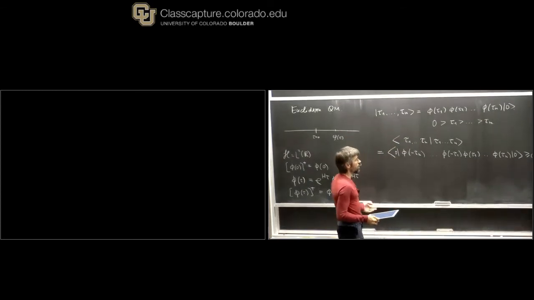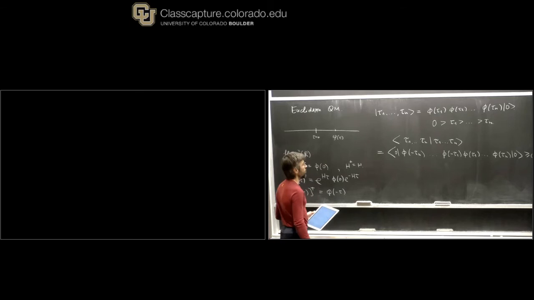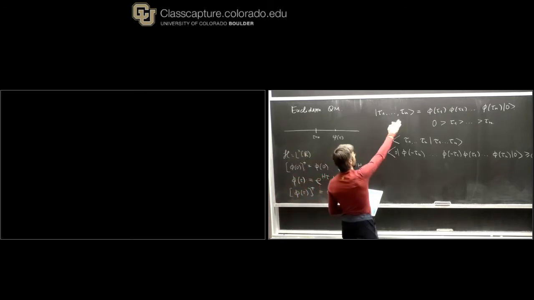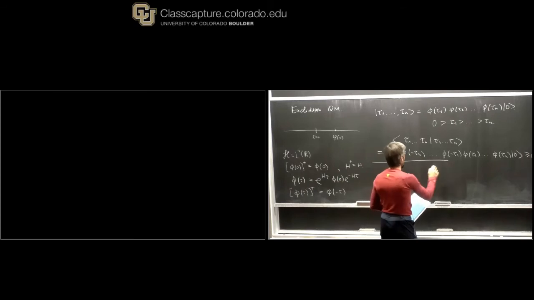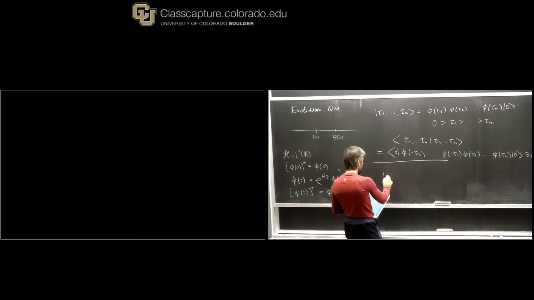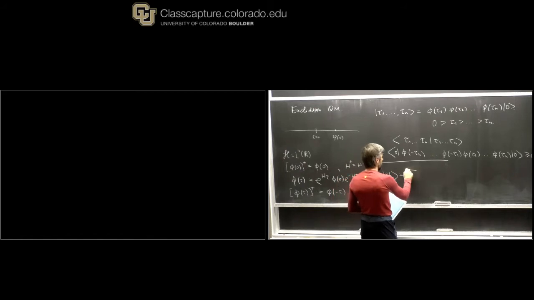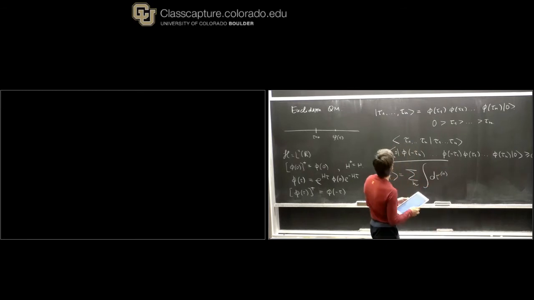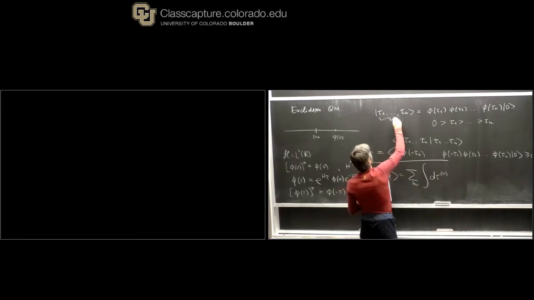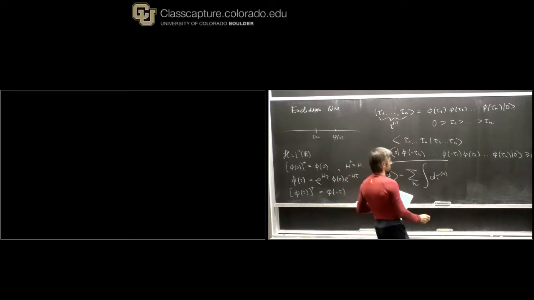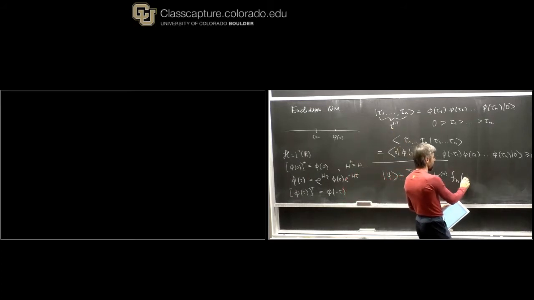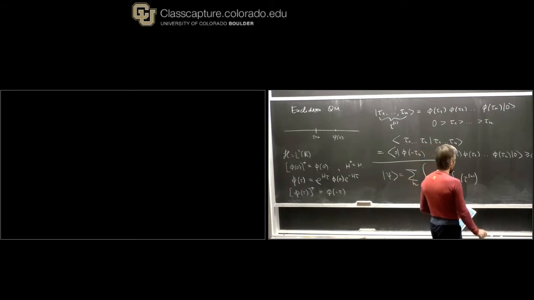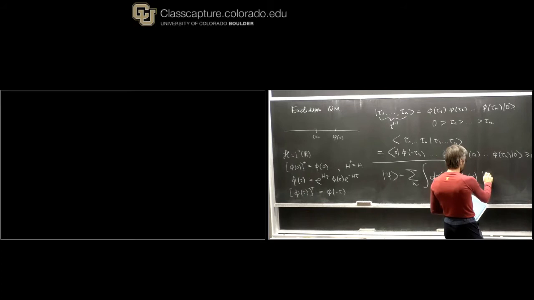In fact, I can generalize this by considering a more general state, which is a linear combination of these. Let me consider a more general state, which I'll denote as psi, which is a sum over n. And here I'm going to integrate. I'm going to introduce this object tau n, which just denotes this n-tuple. I'm going to introduce a function f n, which depends on this tuple, and then with this state.